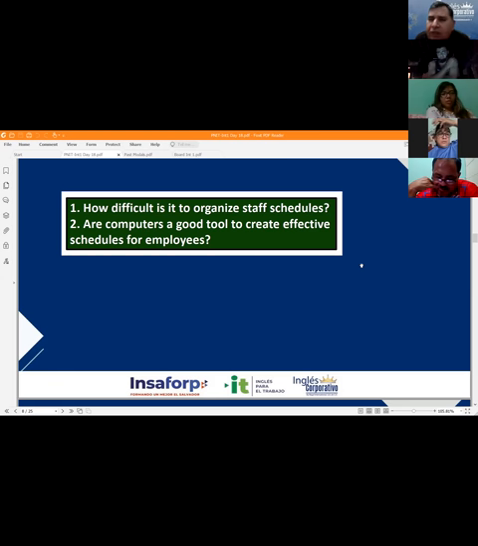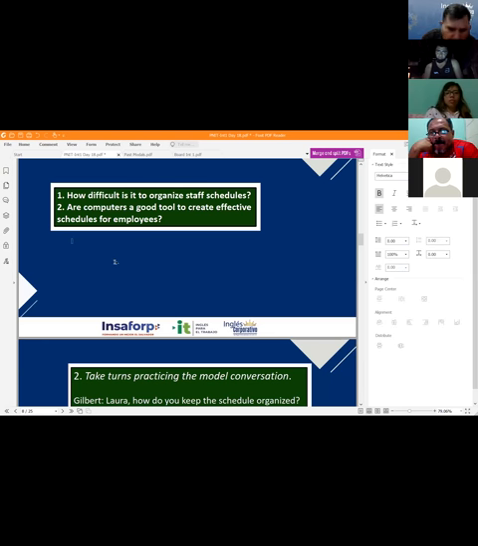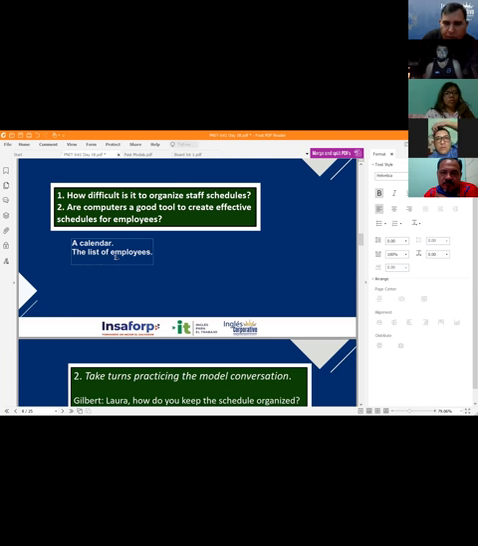Okay. What other things are useful in order to organize a staff calendar? We mentioned some tools, but you said the necessary things. You said we need a calendar, right? Yes, a calendar is one, the list of employees. What else? A computer? The computer, okay. What else could be another tool?